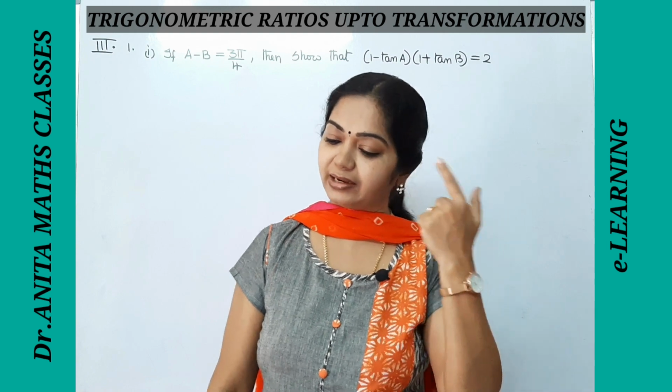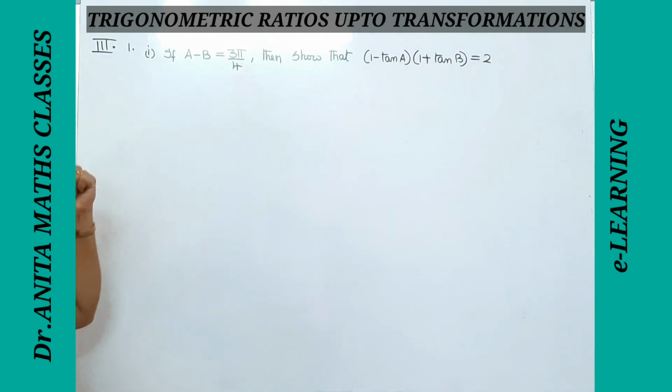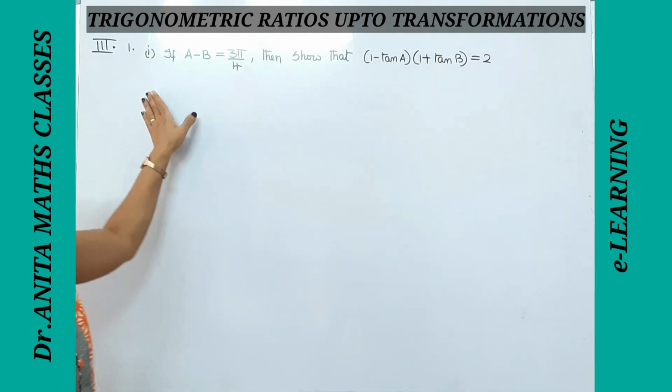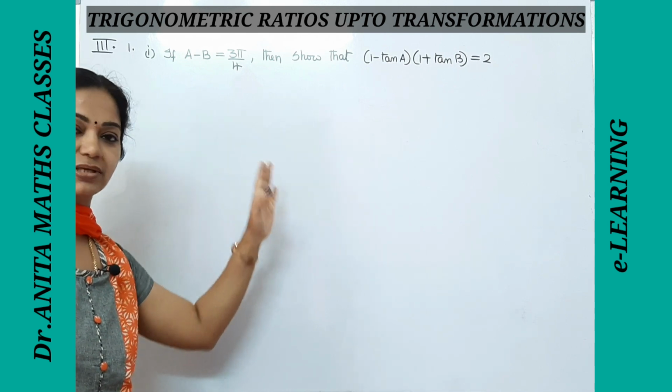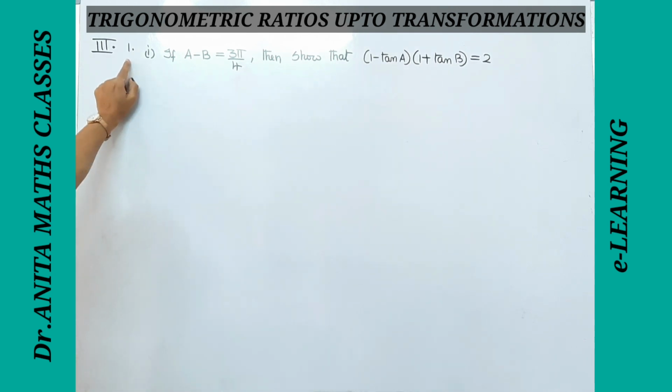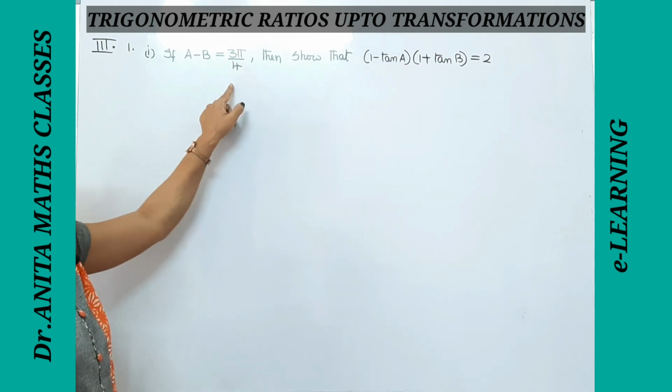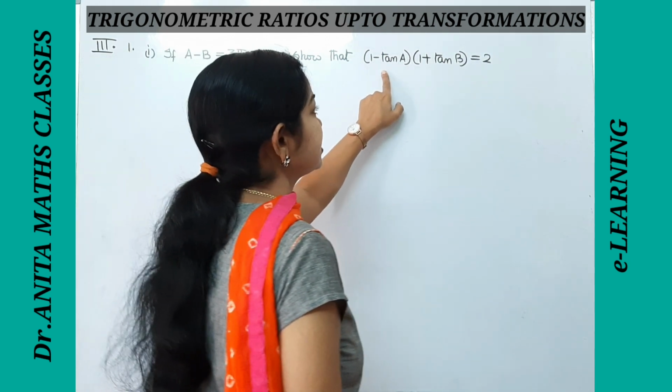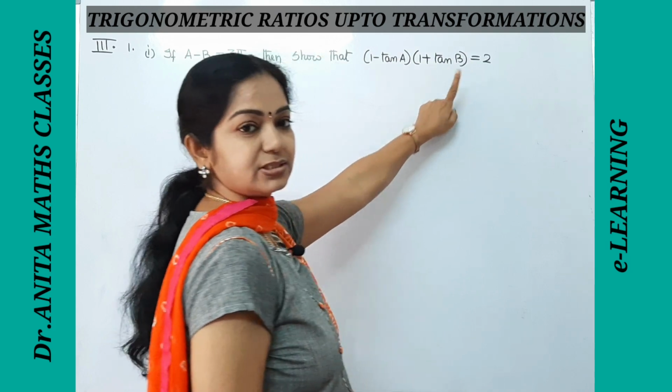Now we will continue section 3 of exercise 6C of trigonometric ratios up to transformations. Here the first question I have written: if a minus b is 3 pi by 4, then show that (1 minus tan a)(1 plus tan b) equals 2.